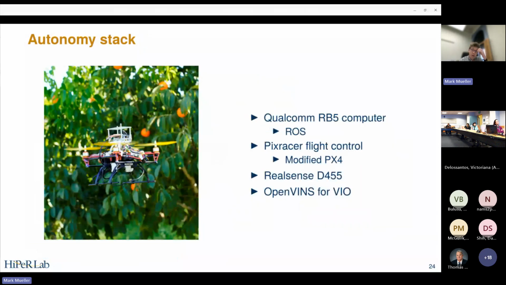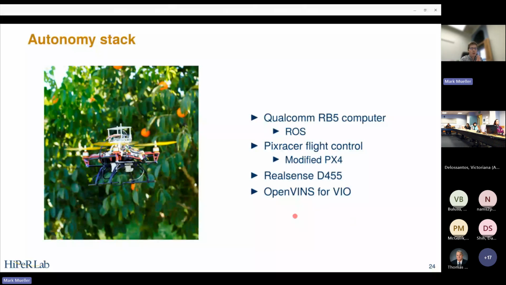The vehicles we use, these are our experimental drones. We have some companion computer. In our case, it's typically a Qualcomm board that's running ROS. Then we have our flight controller. For us, it's a modified PX4. Then we have our sensor. We like to use the Intel RealSense cameras. These are just very easy to integrate. And then we do visual inertial odometry, VIO, with OpenVINS, to do the state estimation.